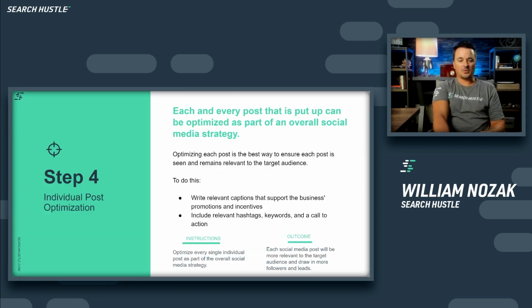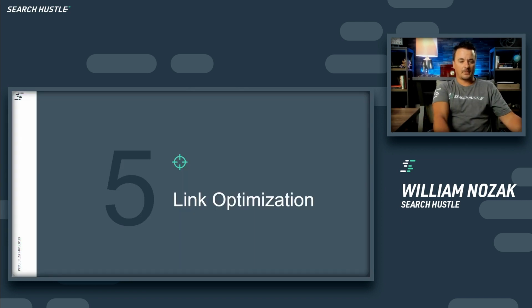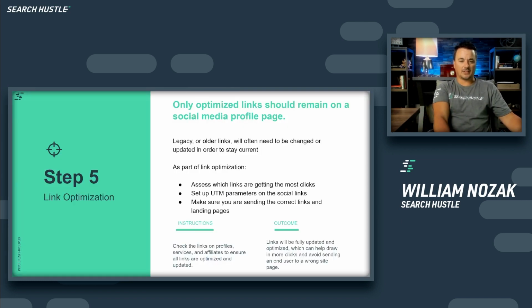So individual post optimization, this is writing relevant captions, making sure there are no misspellings, making sure that we are supporting the brand and not detracting from the brand, making sure our messaging makes sense. We want to have relevant hashtags and keywords, calls to action. This is just optimizing it for conversion, optimizing it for sharing, liking, and conversion.